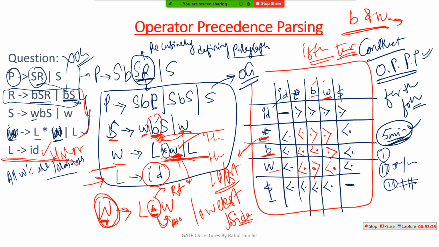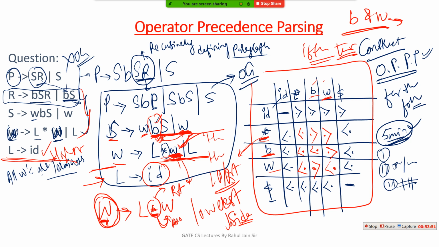So you observe here, this W, basically we first need to compare this B and W, but they are on the same level, so we cannot deduce any conclusion here. So for deducing whose precedence is greater, we need to go somewhat to the lower side. W exists on the lower side here, so we can conclude that this W has higher precedence than B.